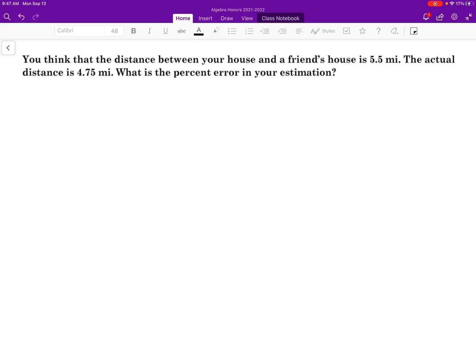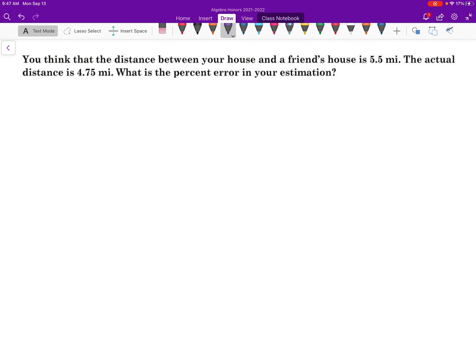So you think that the distance between your house and a friend's house is 5.5 miles. So you've estimated that the distance is 5.5 miles. The actual distance is 4.75 miles. So we want to find that percent error in our estimation here. So the way that we're going to do that is we're going to calculate the percent of change. But this time we're just going to say it's percent error.